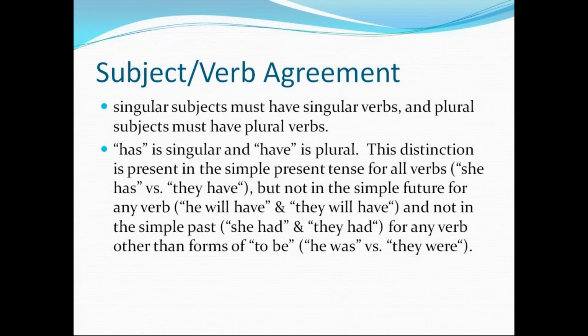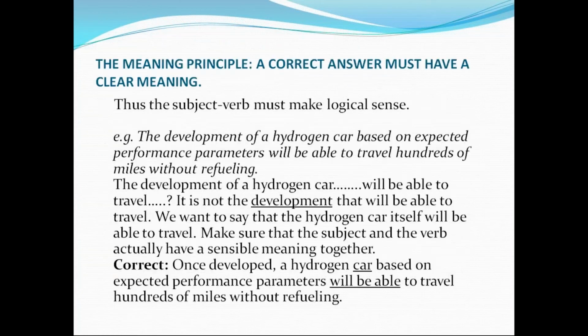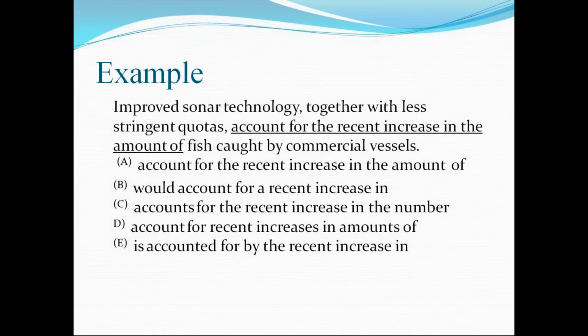Hang on, let's have a look at some examples here. Here's one. Improved sonar technology, together with less stringent quotas, account for the recent increase in the amount of fish caught by commercial vessels. So, what's wrong with that?